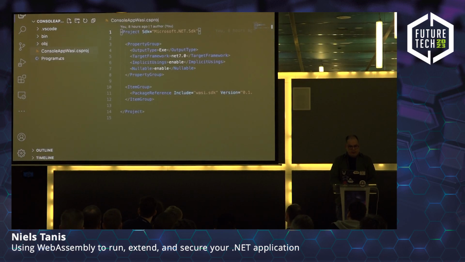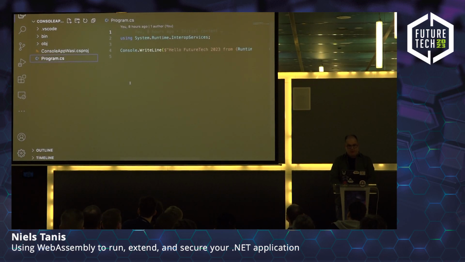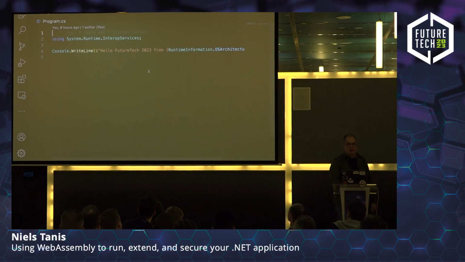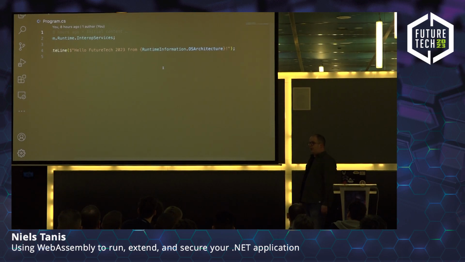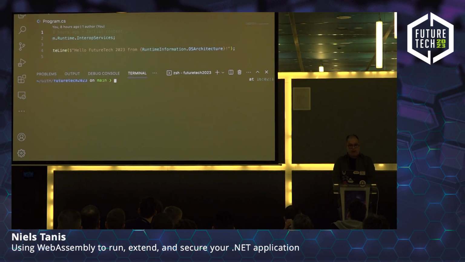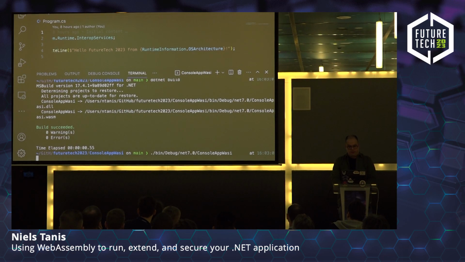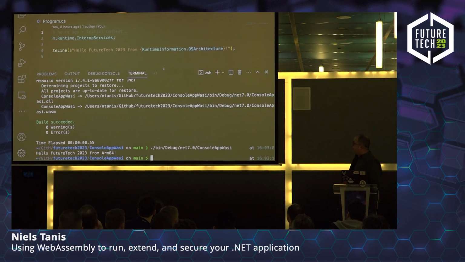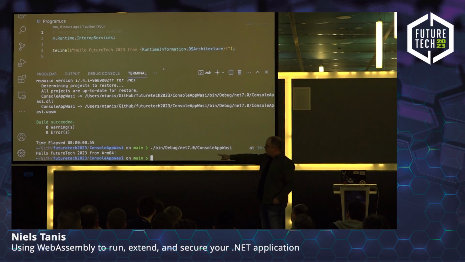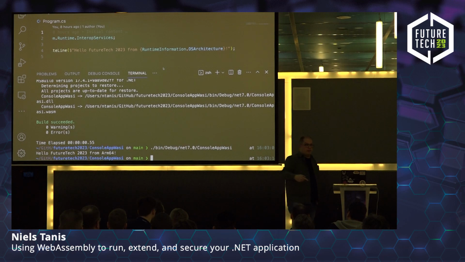So what we see here has to do with just a simple console runtime, where we're going to see which type of architecture this application runs on top of. If we then just do a dotnet build, and if we then take the .NET DLL, because that's the thing, and say console WASI and run it, we will see it says nicely at the bottom, welcome from ARM64, which is my M1 Mac, right?